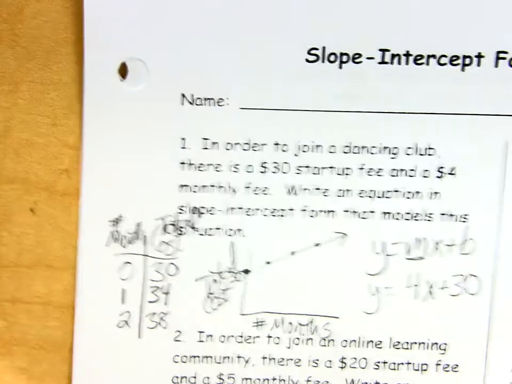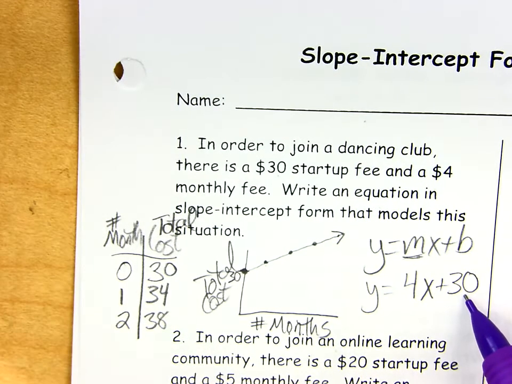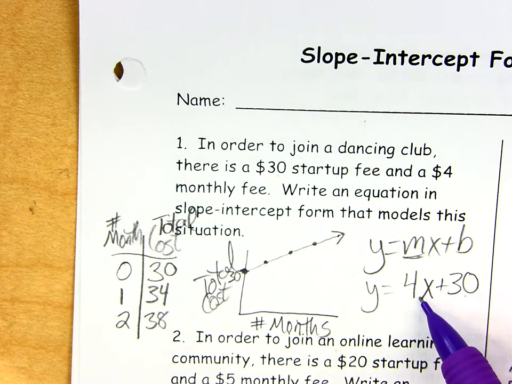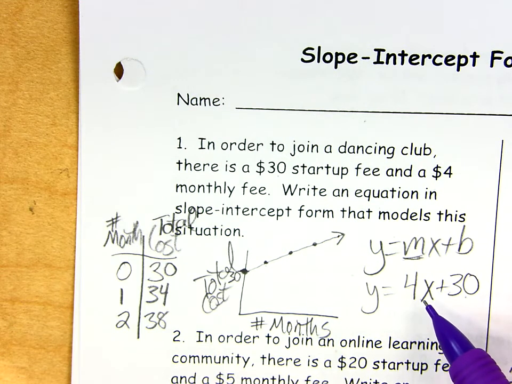Before I do anything, I have to pay that $30. So that's my starting point. That's me joining the club. I have to pay the $30. Now I'm going to pay, in addition to that, $4 for every month that I'm there. So X would just represent the number of months that I'm in the club, and Y would be my total cost.